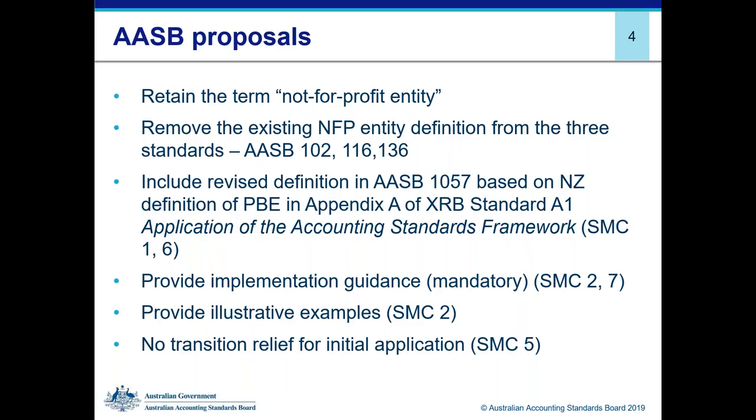And just to note here, SMC 5 does ask a question whether you agree with the approach in the proposals, which is to say no special transitional relief is proposed on initial application of a standard resulting from ED 291. So the only impact of that initial application could be if the classification of your entity was to change from for-profit to not-for-profit or vice versa. In that case, the proposals do not say there are any special transition requirements. And we'll address that further with a later slide.